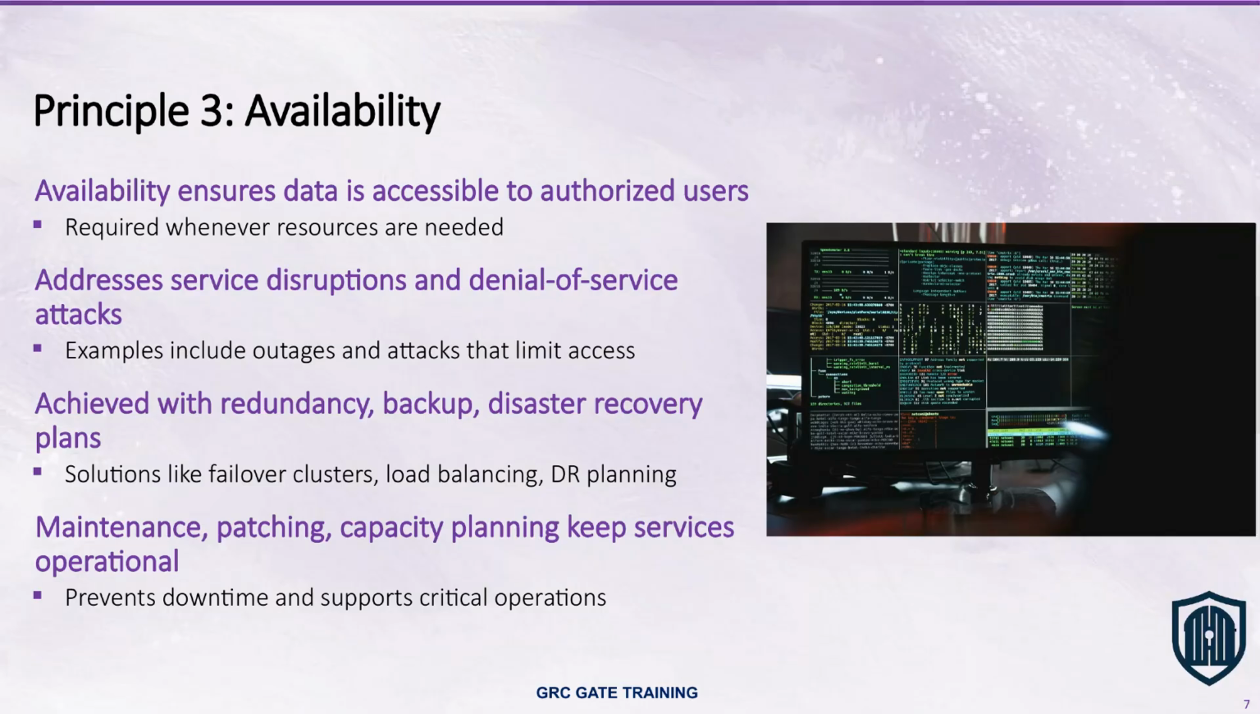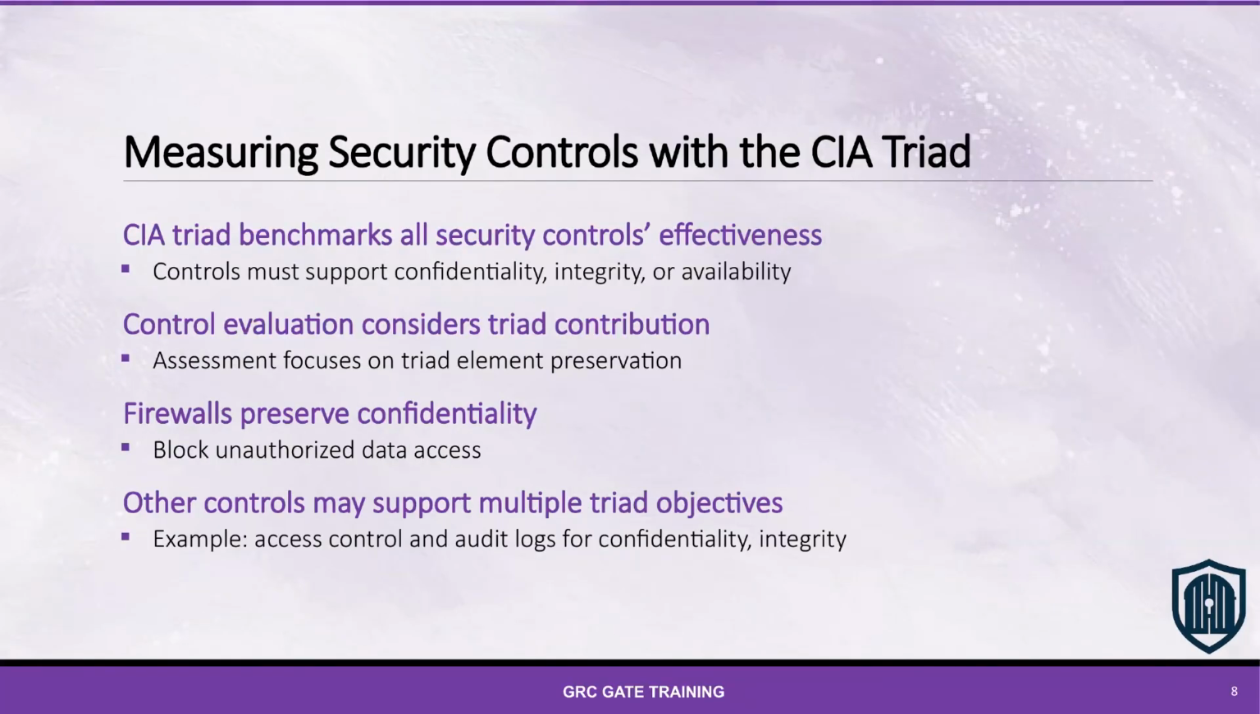Organizations also invest in defenses against distributed denial of service attacks, which are designed to overwhelm systems and make them unavailable to legitimate users. Regular system maintenance, patch management, and capacity planning further contribute to ensuring that critical services remain operational under a variety of conditions. Confidentiality, integrity, and availability together form the benchmark by which all security controls are measured. When evaluating the effectiveness of any security control, professionals ask whether it contributes to preserving one or more elements of the CIA Triad.